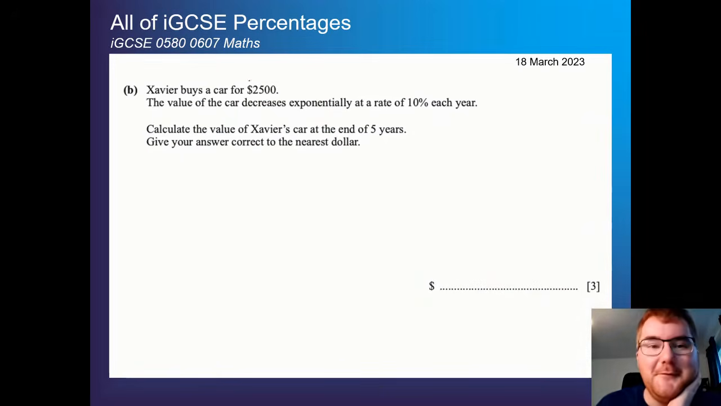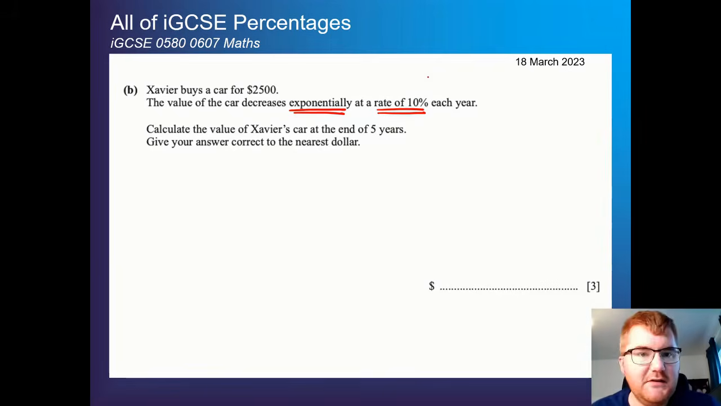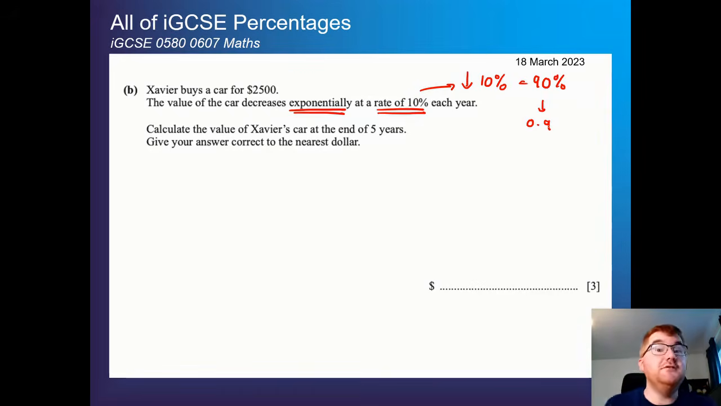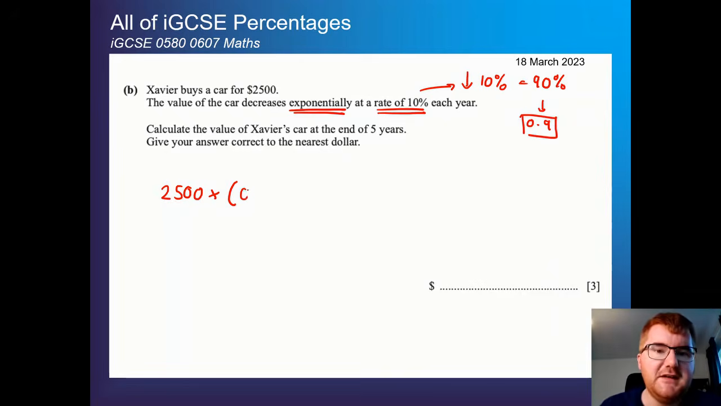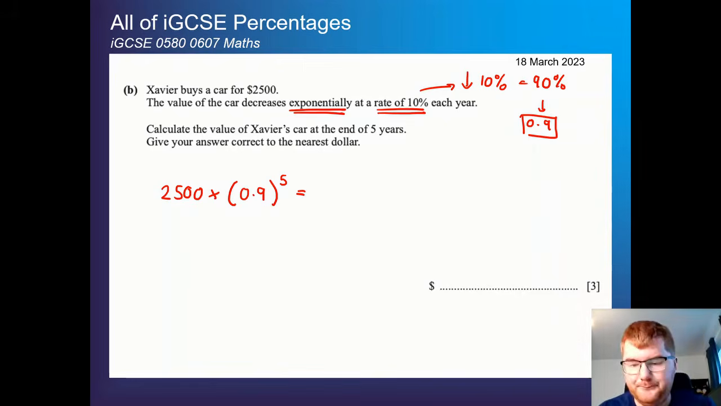So Xavier buys a car for $2,500. The value of the car decreases exponentially, again a key word, at a rate of 10% each year. And calculate the value of Xavier's car at the end of 5 years. So because we're decreasing by 10%, that's going to be 90%, which as a decimal is 0.9. And now we essentially use the compound interest formula we saw already. So we have 2,500 times our multiplier, 0.9, to the power of 5.